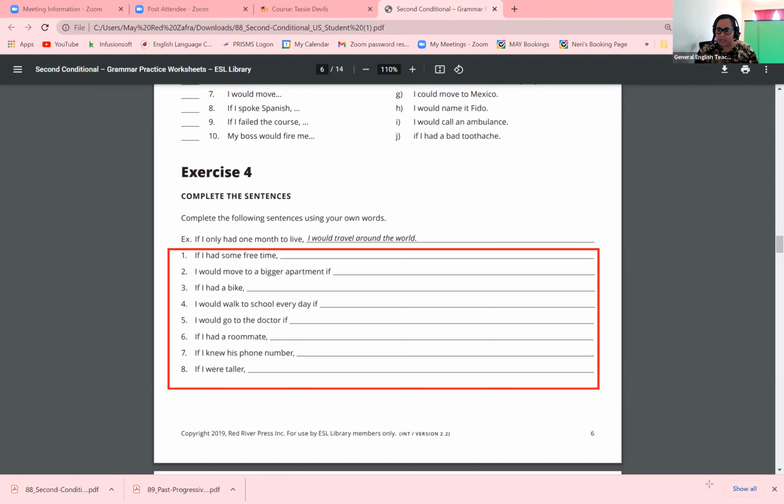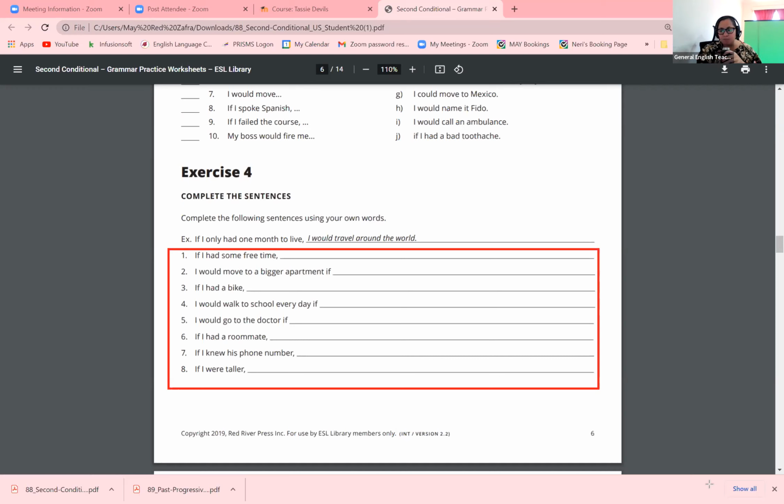Okay. If I had some free time, I would study more. I would more study English. I would study English more. Mahachi, that's the right sentence. If I had some free time, I would study English more. More is at the back. Please fix that so you can remember.